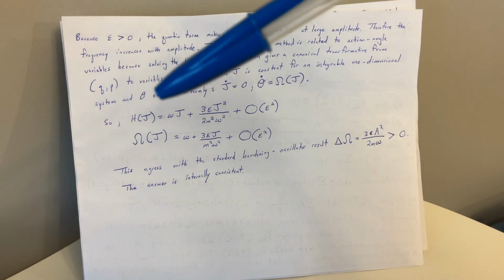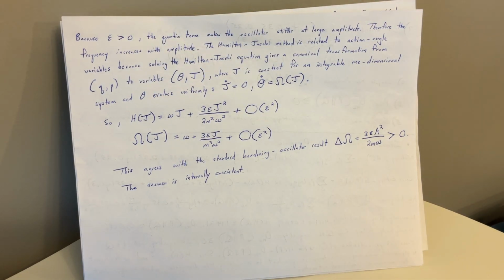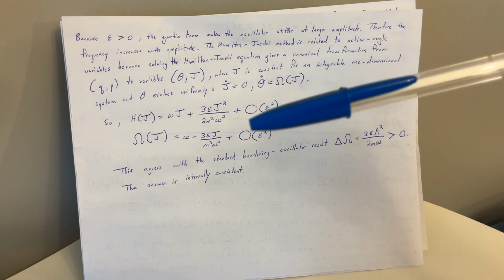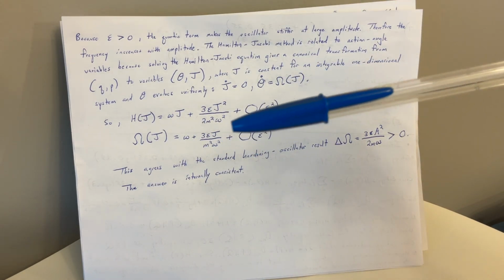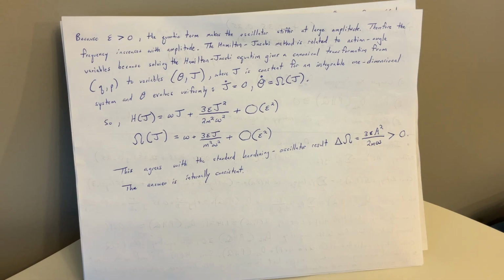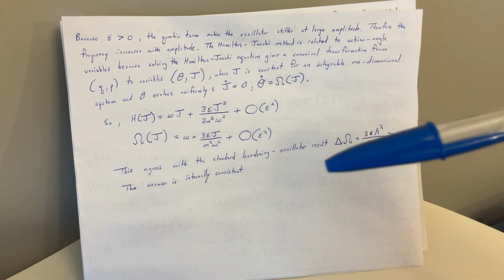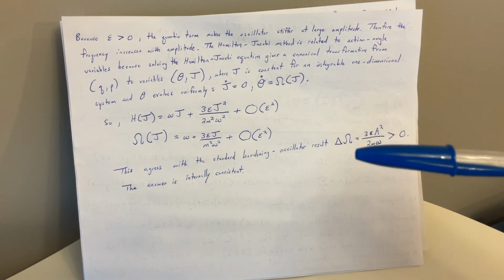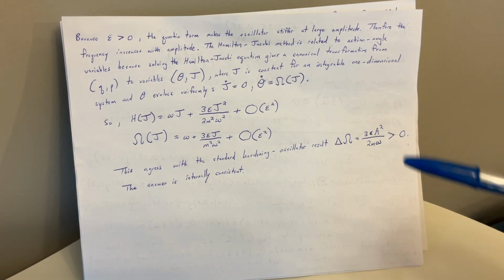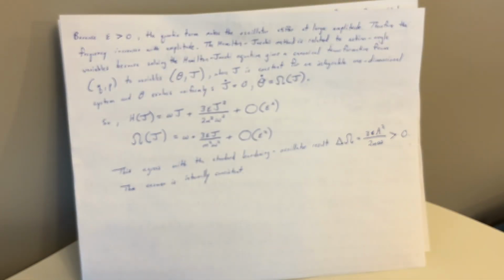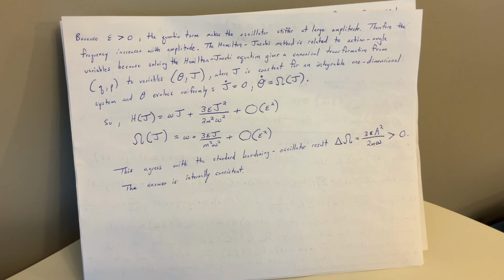So H(J) = ωJ + 3εJ²/(2m²ω²) + O(ε²), and Ω(J) = ω + 3εJ/(m²ω²) + O(ε²). This agrees with the standard hardening oscillator result: ΔΩ = 3εA²/(2mω), which is greater than 0. So the answer is internally consistent. All right, so that is problem number 8 of 15. Thank you very much and have a great day.